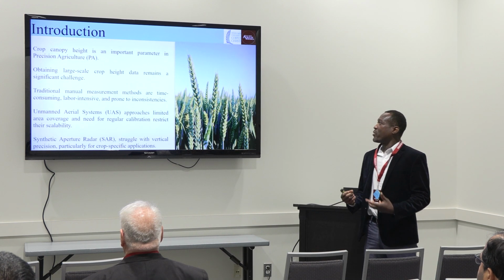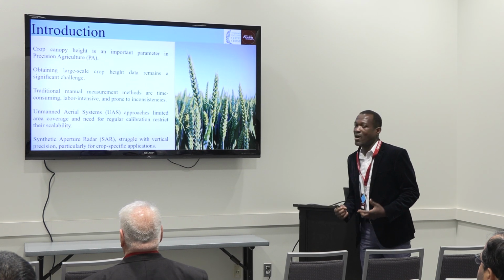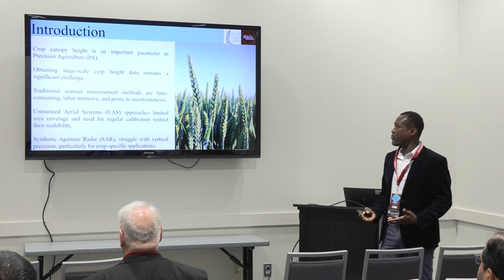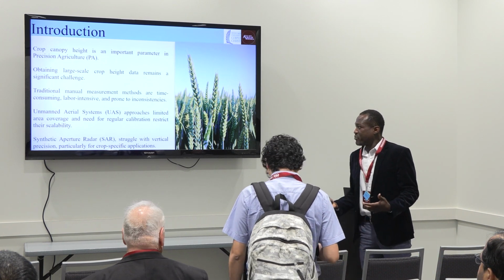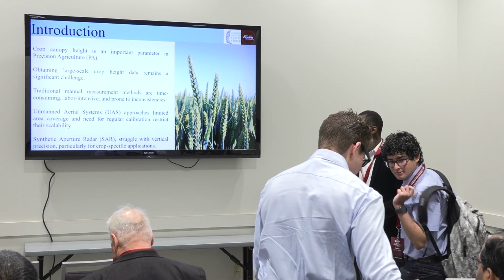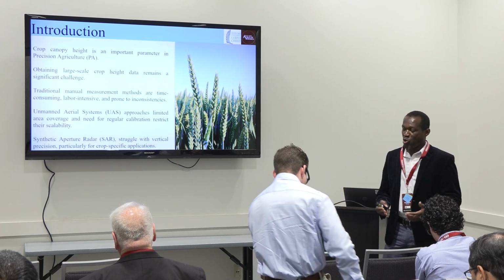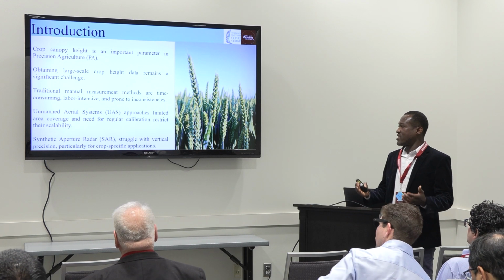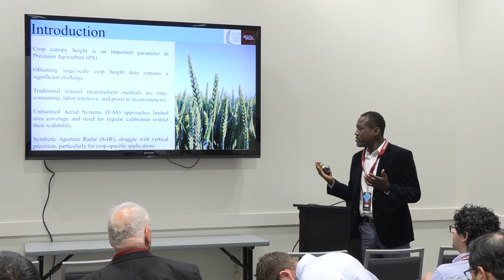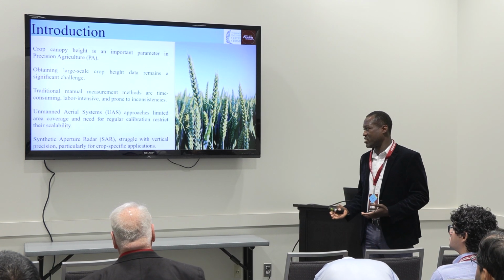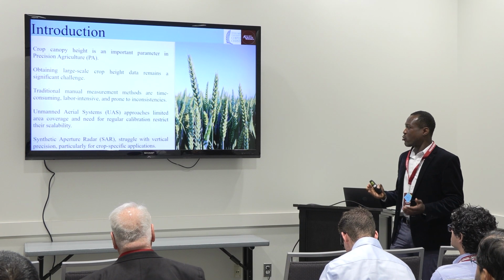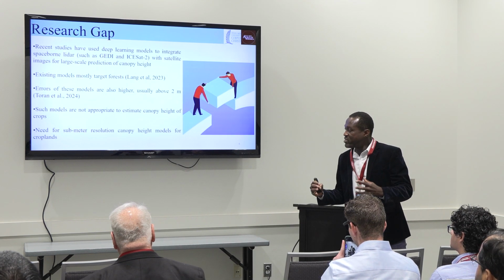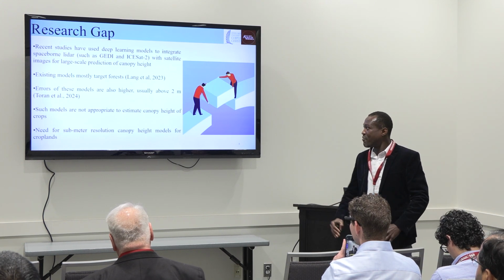So, canopy height is an important parameter in precision agriculture. However, obtaining a landscape-scale canopy height of crops remains a very big challenge. Using traditional methods is difficult and time-consuming, with inconsistencies. UAS is also limited in area, and there are restrictions and calibration issues. Though synthetic aperture radar has been used, this method also struggles with vertical precision, especially for crop-specific applications.